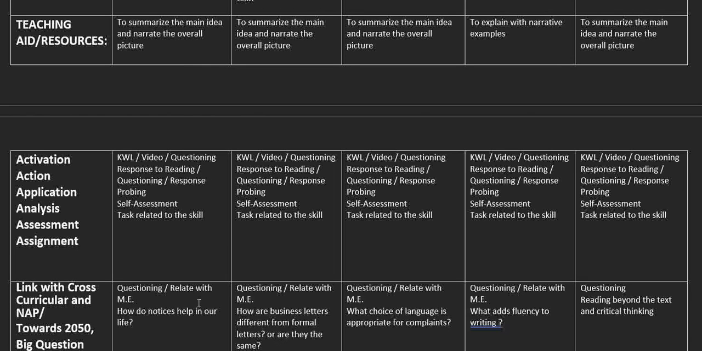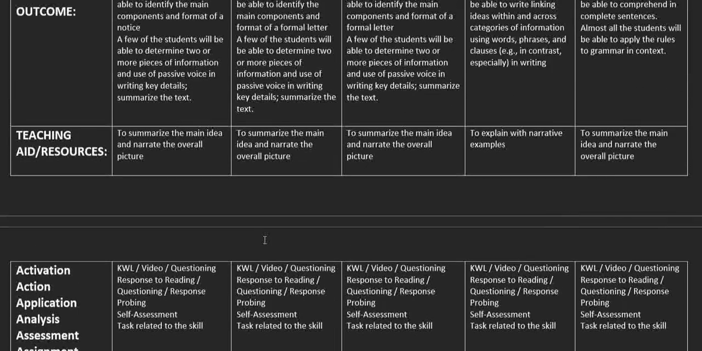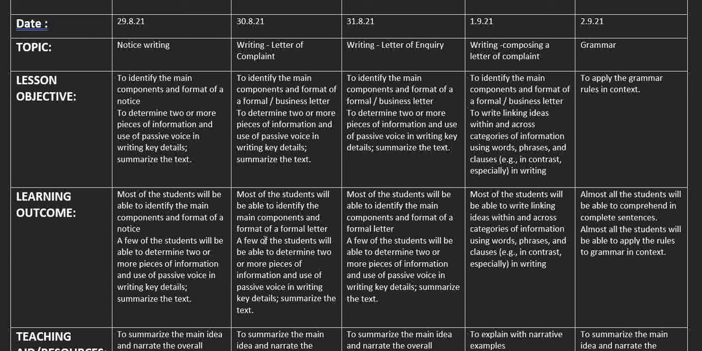It is expected that you deduce certain values, and you narrate them related to national agenda parameters, that is, reading across the curriculum, reading beyond the curriculum, critical thinking, and identifying the use of notice in our day-to-day life, like how does it help. And the big question: why are you studying notice writing, how does it help you in your day-to-day life? Then the next day we write a letter of complaint.